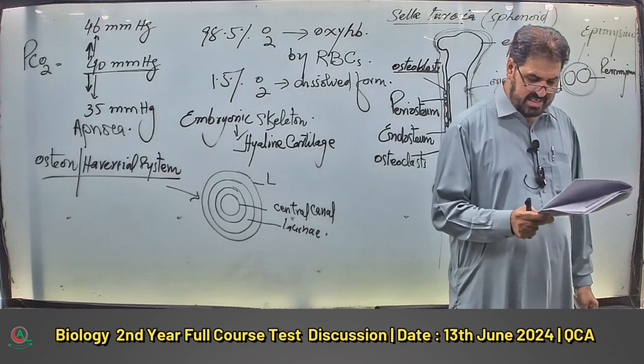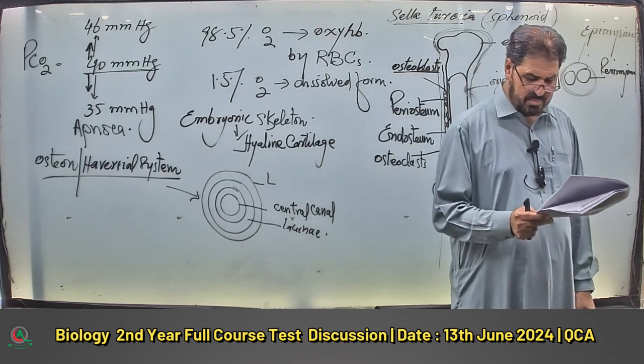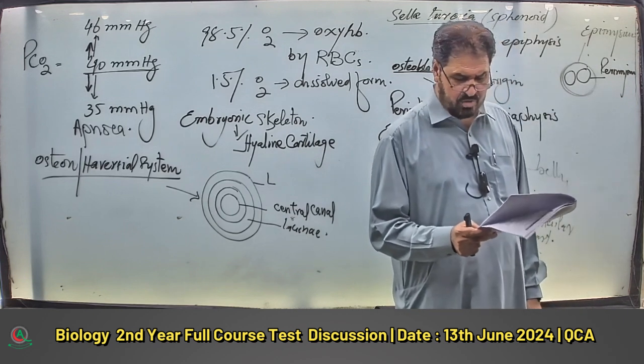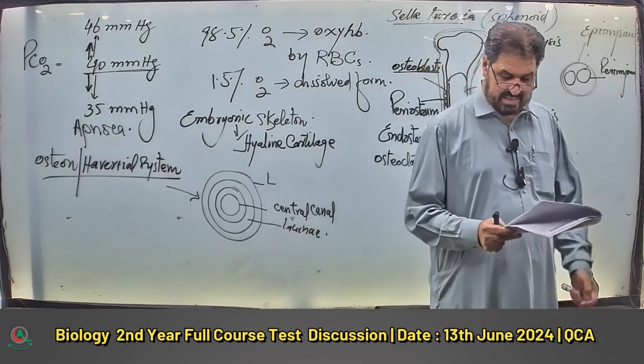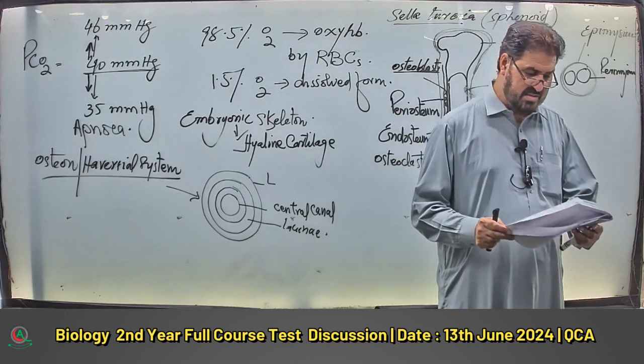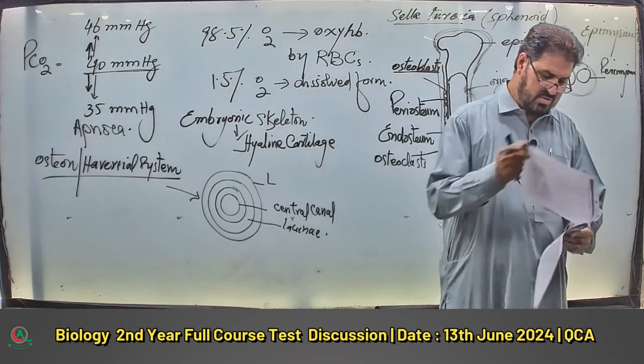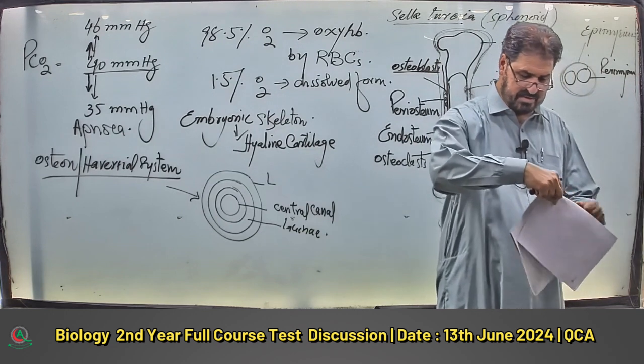Which endocrine gland influences more body processes than any other endocrine gland? Pituitary gland. Pituitary gland is the master gland, so it controls most of the activities.